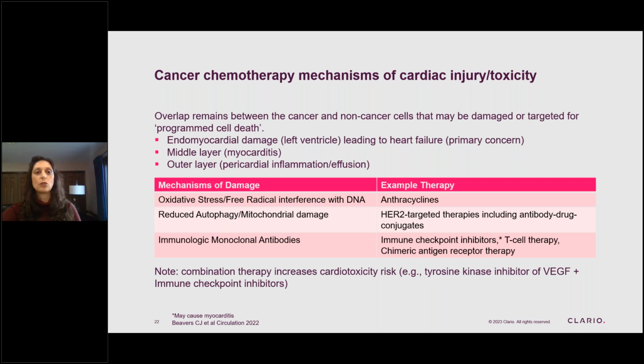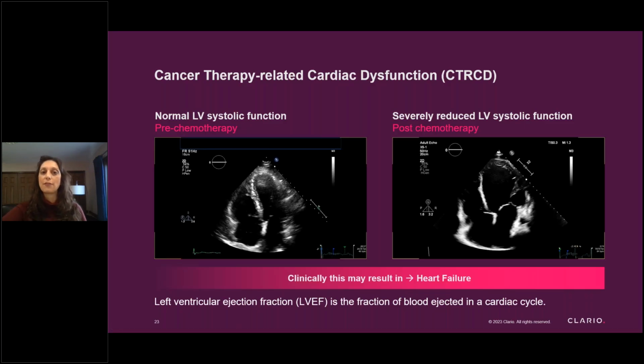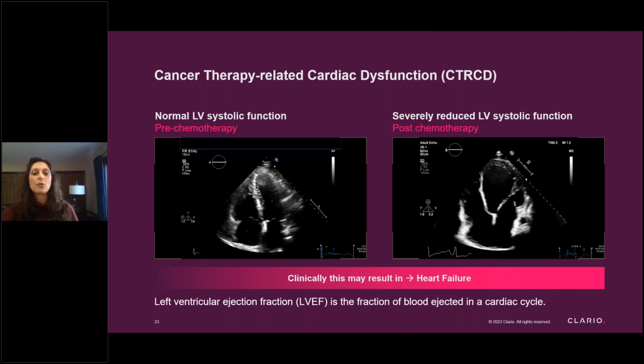And on the next slide, we'll look at cancer therapy-related cardiac dysfunction. That's one of the main common toxicities we see. How is that being assessed? And the primary way to do that is through the measurement of the left ventricular ejection fraction, or LVEF.